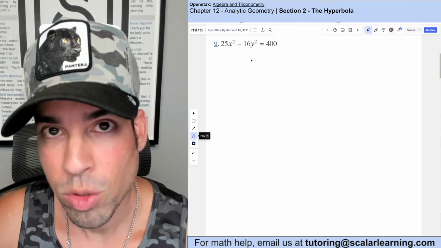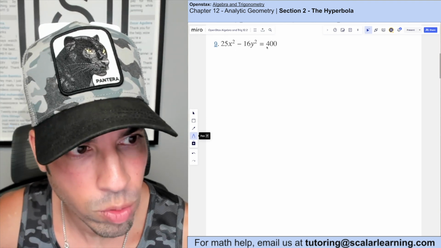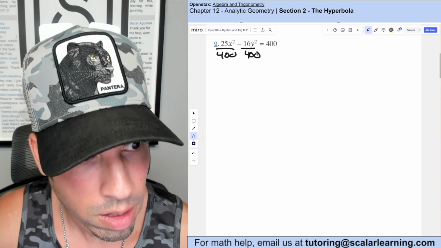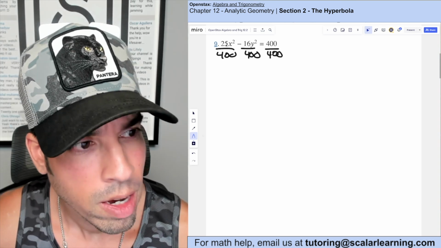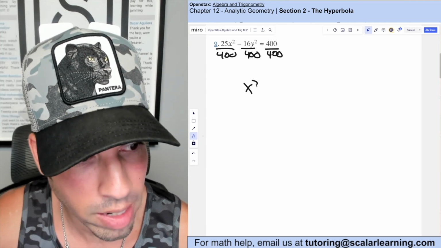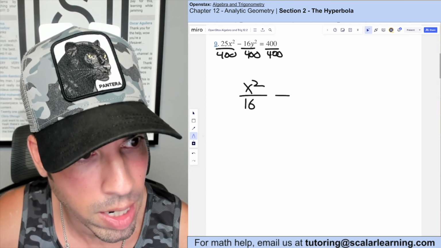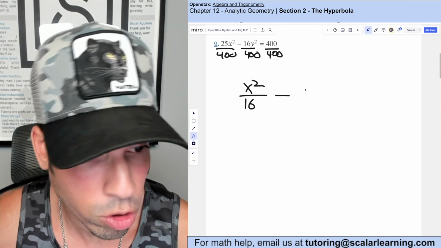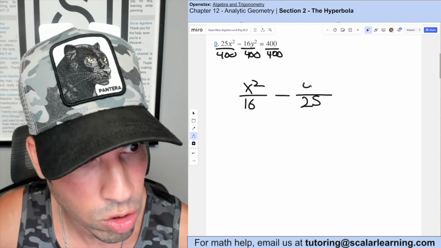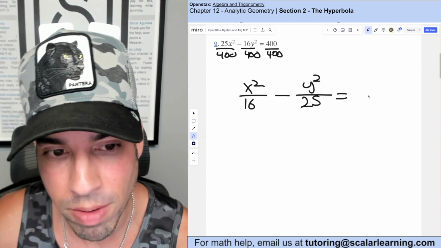Done. For this one, to determine whether or not it's a hyperbola, first we need to divide both sides by 400. So we're dividing everything by 400, like so. And then 25 over 400, that goes into it 16 times. So that becomes x squared over 16 minus, and then 16 goes into 400 25 times, so that becomes 1 over 25 y squared, and then 400 divided by 400 is 1.